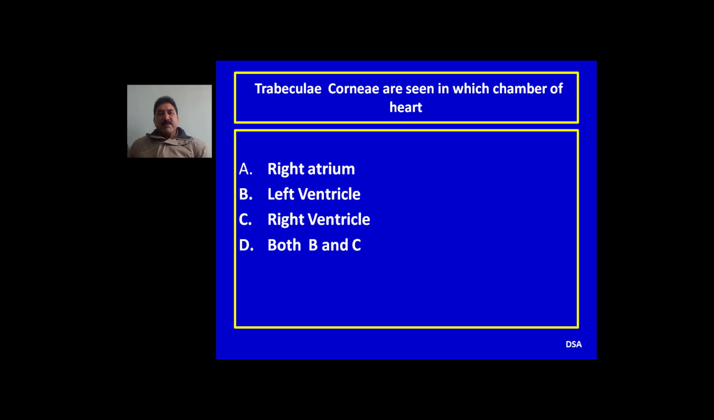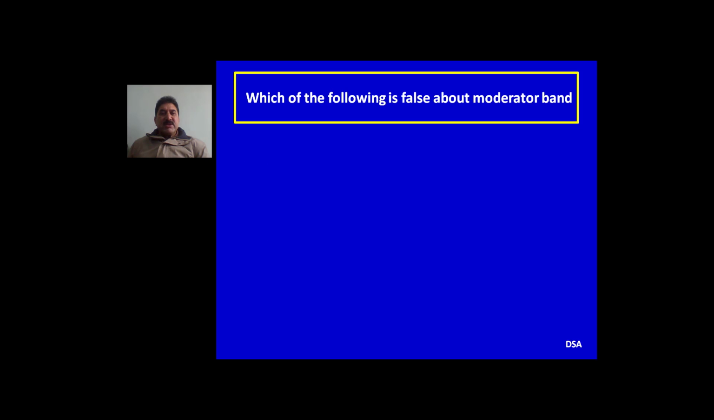Our next question is, trabeculae carneae are seen in which chamber of the heart? Right atrium, left ventricle, right ventricle, both B and C. D is the correct option.